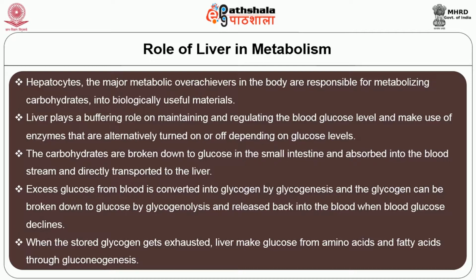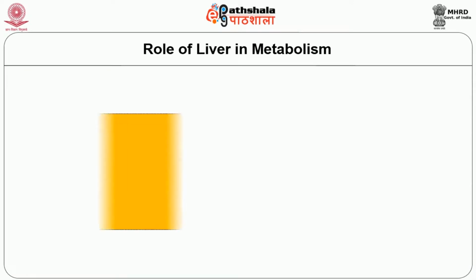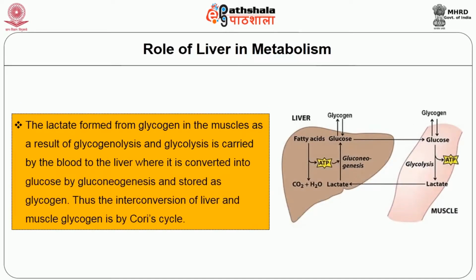When the stored glycogen gets exhausted, the liver makes glucose from amino acids and fatty acids through a process called gluconeogenesis. The lactate formed from glycogen in the muscles as a result of glycogenolysis and glycolysis is carried by the blood to the liver, where it is converted into glucose by gluconeogenesis and stored as glycogen. Thus, the interconversion of liver and muscle glycogen is mediated by a cycle called the Cori cycle.